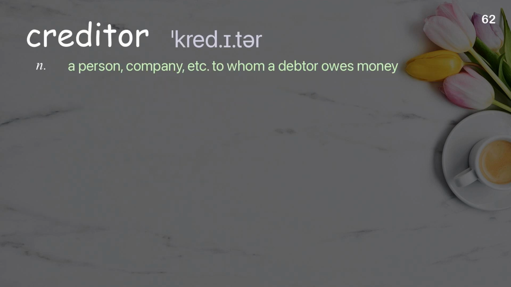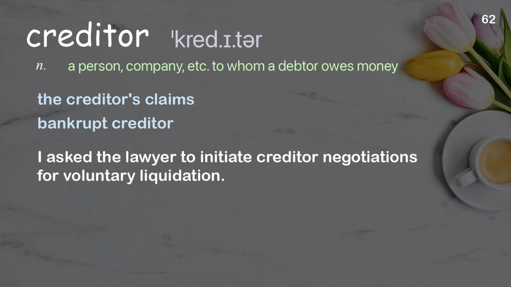Creditor. A person, company, etc., to whom a debtor owes money. Examples. The creditor's claims. Bankrupt creditor. I asked the lawyer to initiate creditor negotiations for voluntary liquidation.